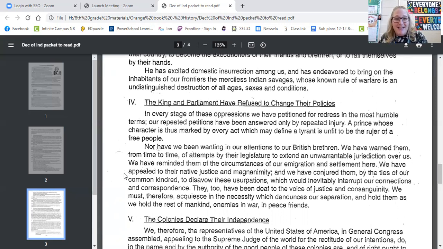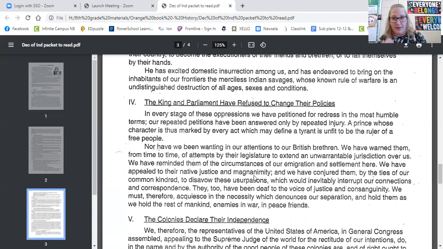We have reminded them of the circumstances of our emigration and settlement here. We have appealed to their native justice and magnanimity. In other words, we're trying to reason with them because they're British too. Why won't they just listen to us that you're bad? Okay, stop highlighting. And we have conjured them by the ties of our common kindred, we're British too, to disavow these usurpations, which would inevitably interrupt our connections and correspondence.